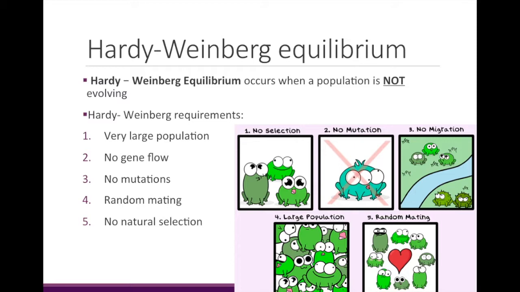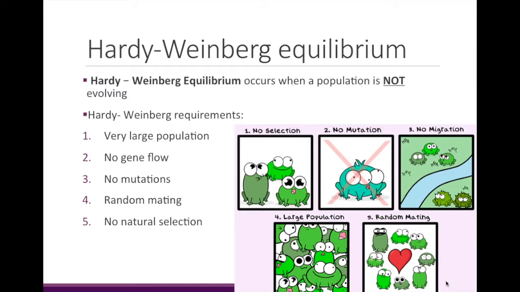Number 3 is no mutations. This assumes that no mutation errors are made at all, or that the mutations are fixed and don't end up being passed on. Mutations directly change the gene pool. Any mutation could be evidence of evolution.